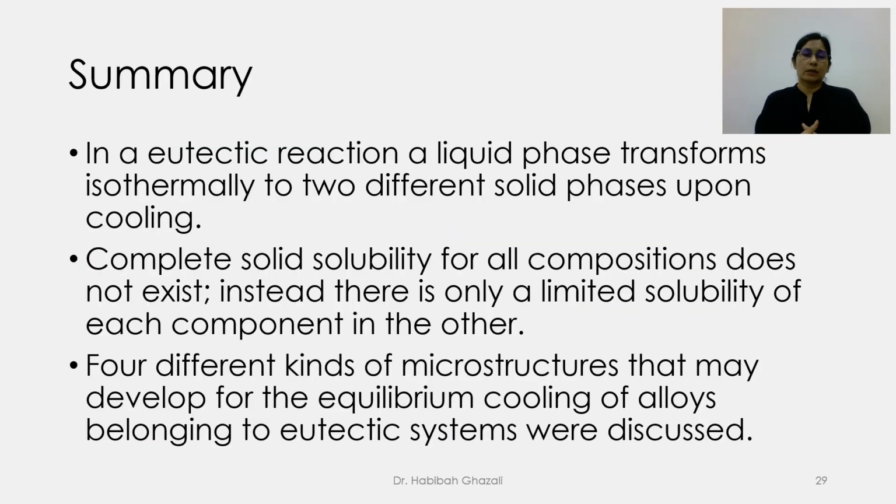So that ends our discussion today. In summary, we have learned that in a eutectic reaction, a liquid phase transforms isothermally into two different solid phases upon cooling. This happens because there is no complete solubility between the two elements. Instead, there is only a limited solubility of each component in the other. There are four kinds of microstructure that may develop during the equilibrium cooling of alloys belonging to the eutectic system, and these have been discussed in this lecture.